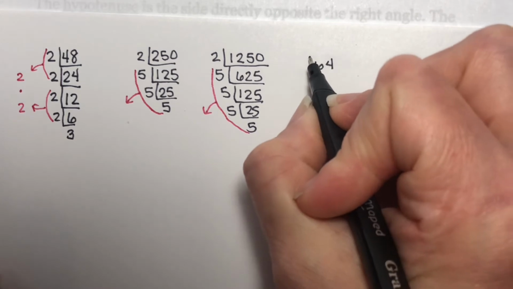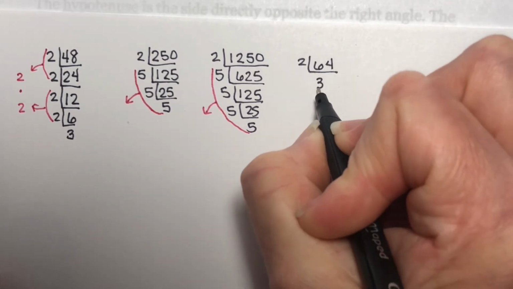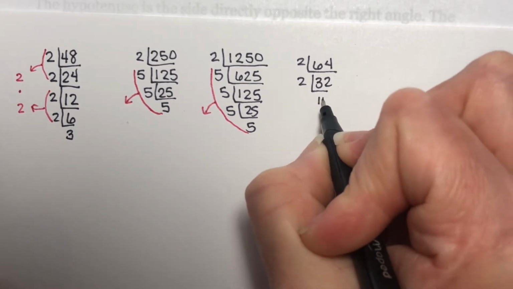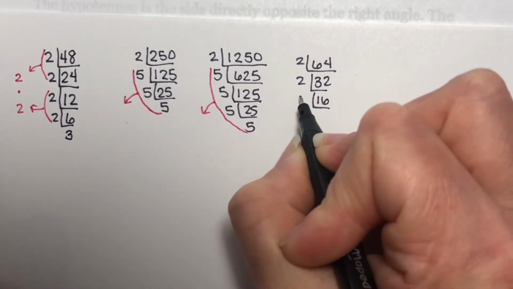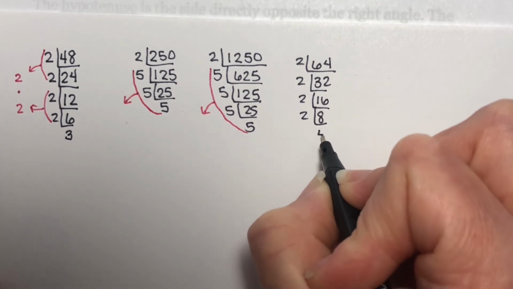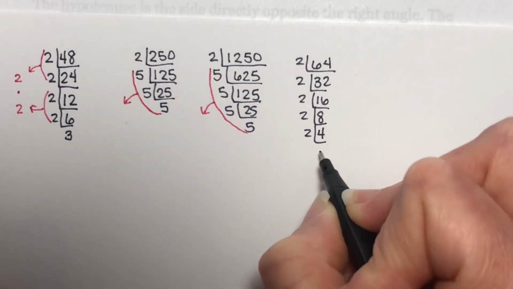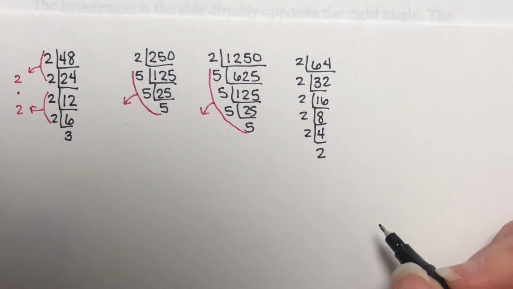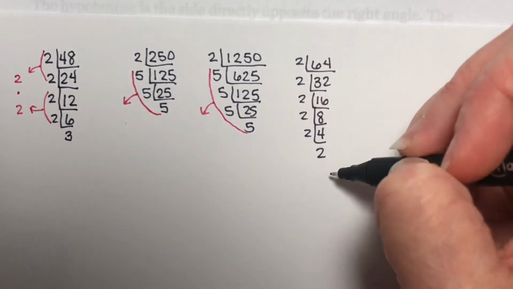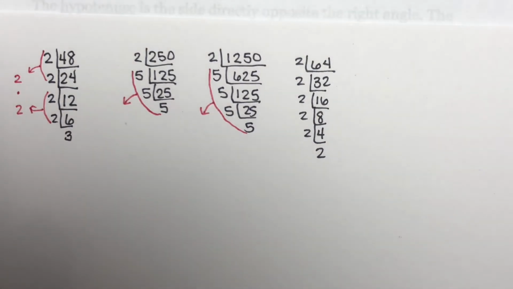Okay, well, 64 is divisible by 2, which is 32. And that's divisible by 2 again, which is 16, which is 2 again, which is 8, and then 2 and 4, and 2 and 2. You will start to recognize powers of 2 because I call this the 2 line. You're gonna see this a whole lot.